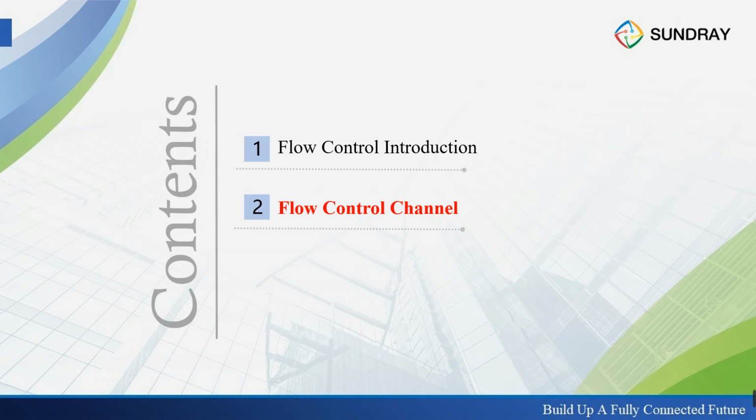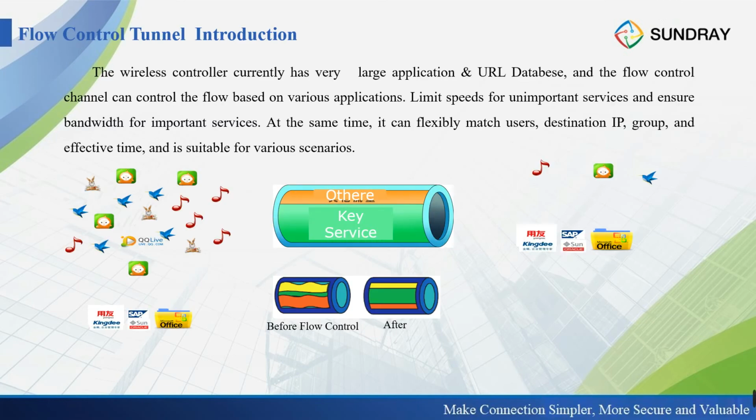Let's think about how it works. In our controller, there will be a line and we have channels, and for different services we assign different channels. For the key service we give a channel with higher priority or guaranteed bandwidth. When data arrives at our controller, the controller can, based on its destination IP address, its group, or its application, forward it into different channels.